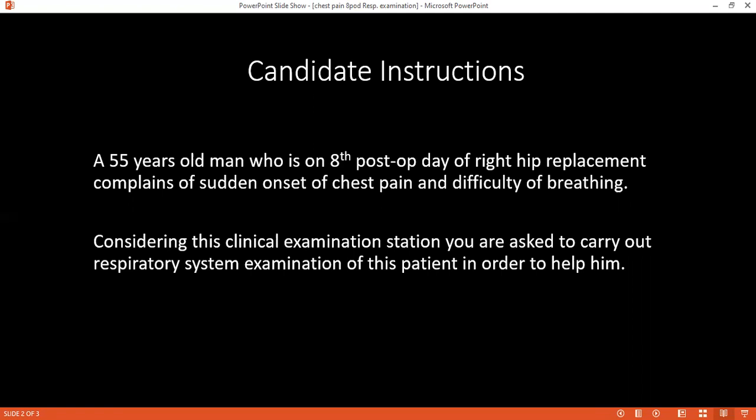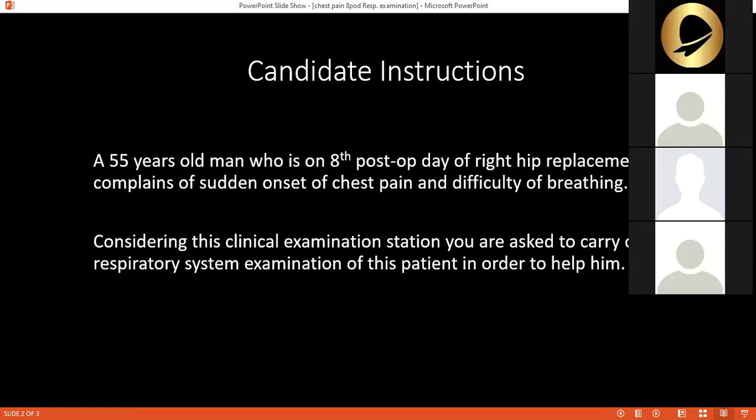Can you please present your case now? I examined a patient, 55-year-old, post-operative for right hip replacement. The patient has chest pain and difficulty in breathing. When I examine the patient, he can talk, and chest movement is free. There is no restriction, and there is no sign of pneumothorax. I give the patient oxygen, circulation.